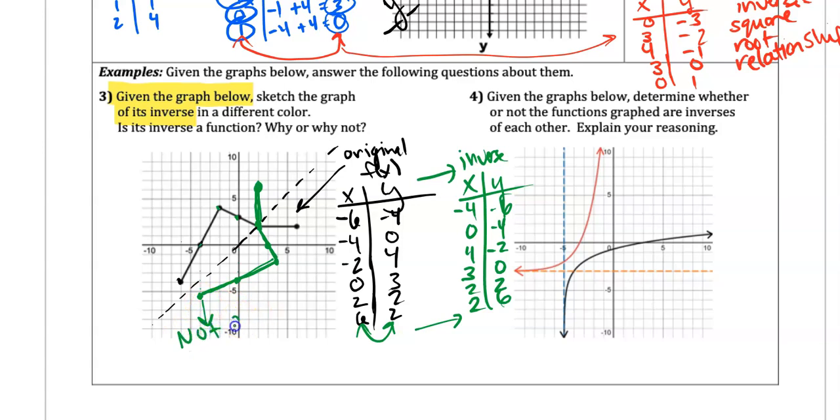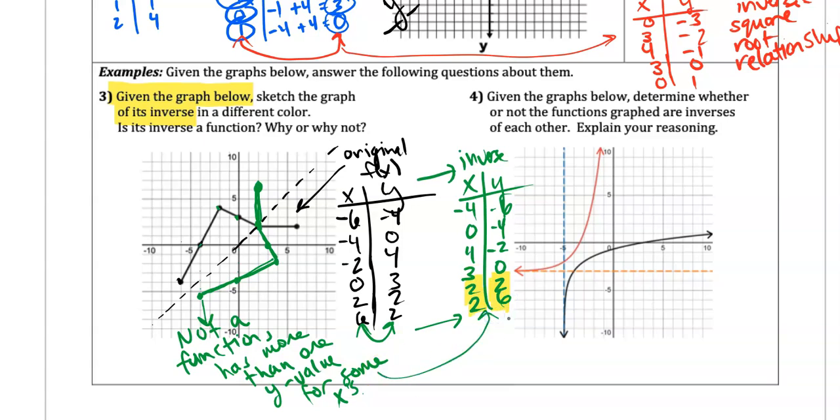So this inverse is not a function because it has more than one y value for some of the x's. Let's see if I can find it. So here I have y values of 2 and 6 for the same x value of 2. So that's why the inverse is not a function.